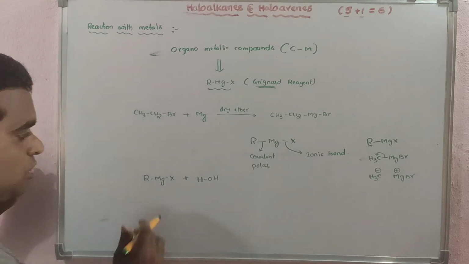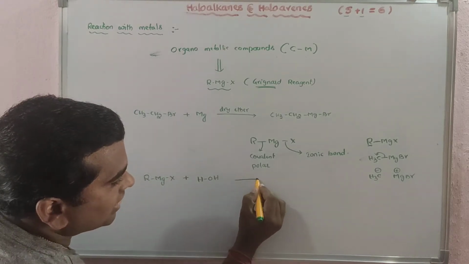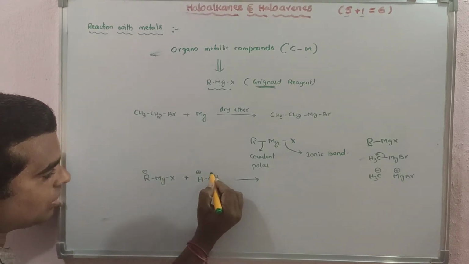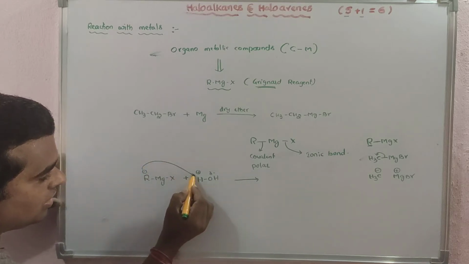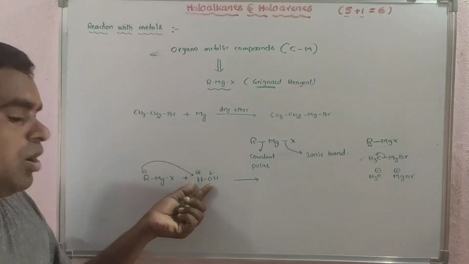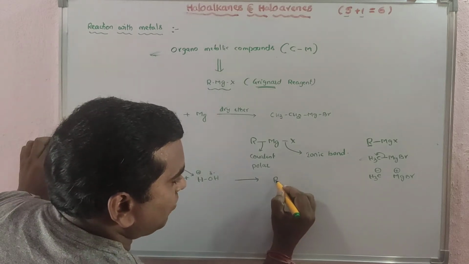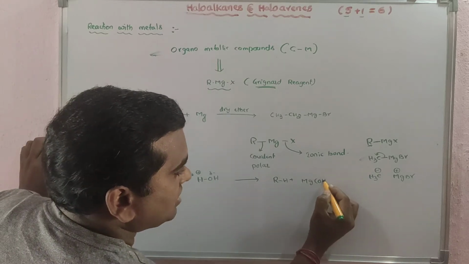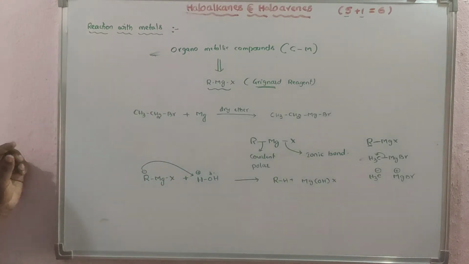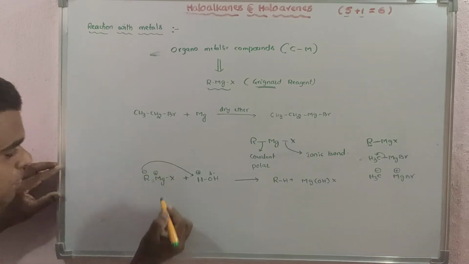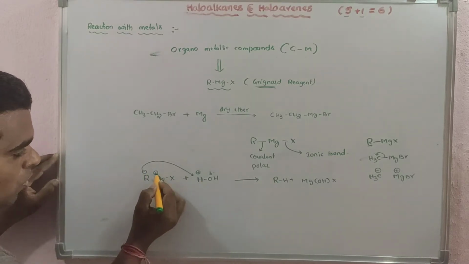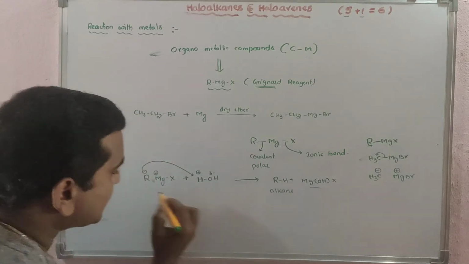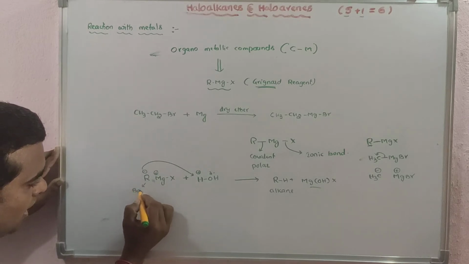So what happened here in this case: R minus will be there, and here H plus and OH minus. Then it donates the pair of electrons to the proton, and it will form RH plus Mg(OH)X. This is clear, because if the bond breaks, with the negative and positive parts, the compound you get is an alkane. Now in this case, does R minus act as a nucleophile or base? Base.